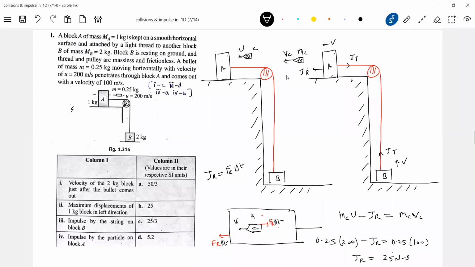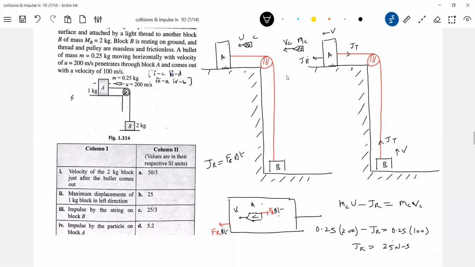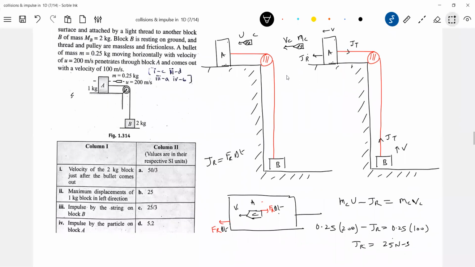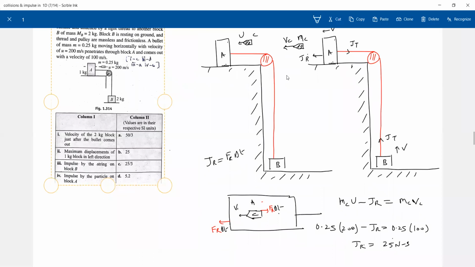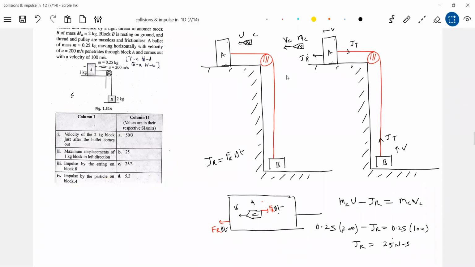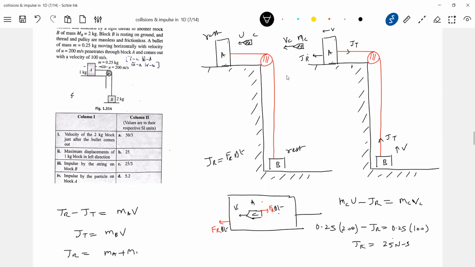Now I know Jr. Can we write the equation, looking at the blocks A and B? Initially, what is the state of blocks A and B? They are at rest, no? Therefore, Jr minus JT equal to MA V, and JT equal to MB V. I'll add up these two. So Jr is equal to (MA plus MB) V. I know the Jr value, so I'll get V. After getting V, I'll calculate the impulse JT.